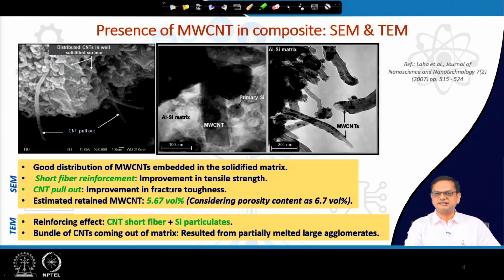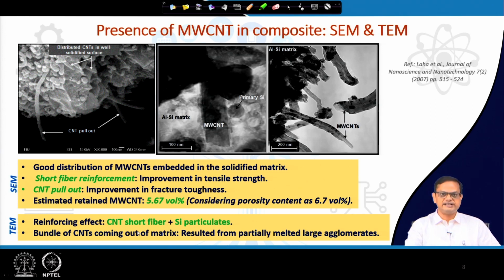Okay. And then ultimately we measured how much MWCNT has been retained in the matrix, and it is around 5.67, or basically 6 volume percent of the CNT retained in the matrix. From 10 volume percent it has reduced to around 5.67. Okay. And in the TEM, along with these CNT particles, you also can see primary silicon, which comes from the aluminum silicon alloy.